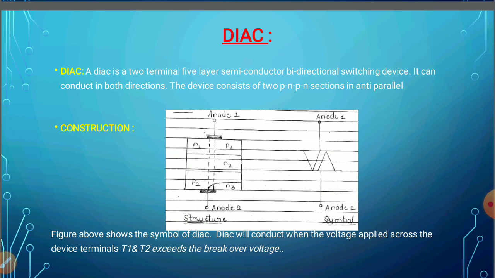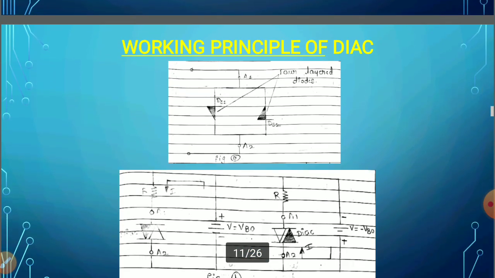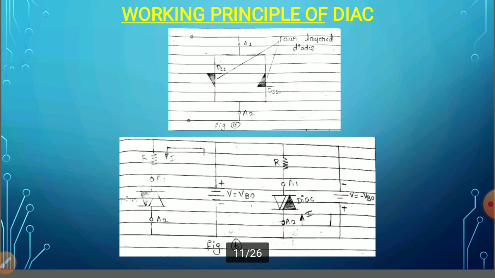From the symbol you can see that there are two terminals, anode 1 and anode 2. The top terminal is called anode 1 and the bottom terminal is called anode 2, and figure A shows its structure as I said before. Then how does the DIAC work? As I said, DIAC works for both polarities of the applied voltage.